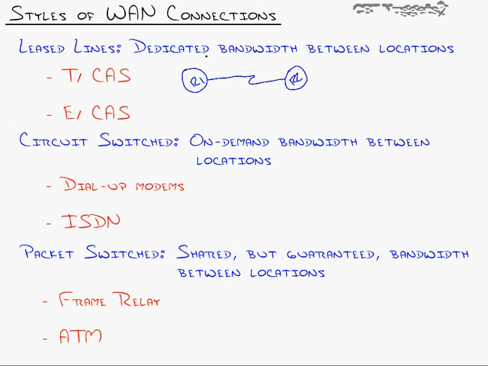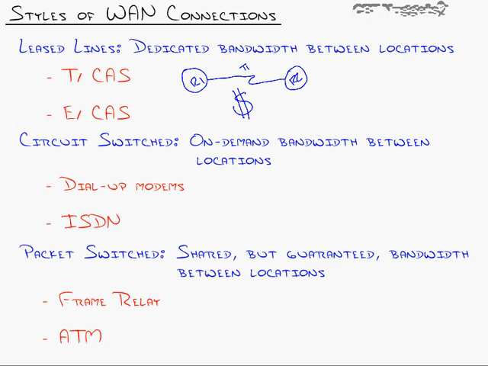The benefit of this is it's dedicated bandwidth. The bandwidth is yours. If you buy a T1 CAS connection, that means that bandwidth is sitting there all the time for you. If you're not using it, no one else is. Great thing about leased lines is they're always there, always on, very reliable. Bad thing is this. They are the most expensive of them all. So you have to factor in the cost on that.